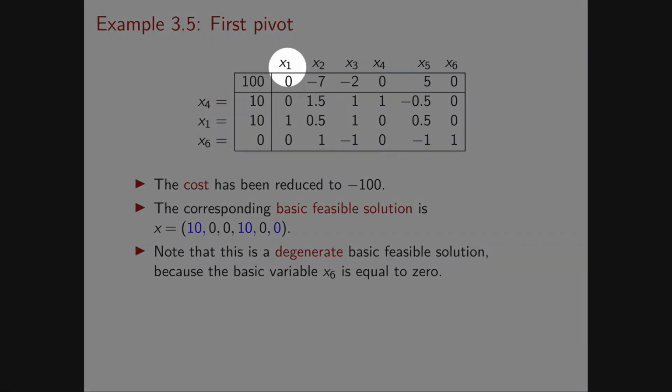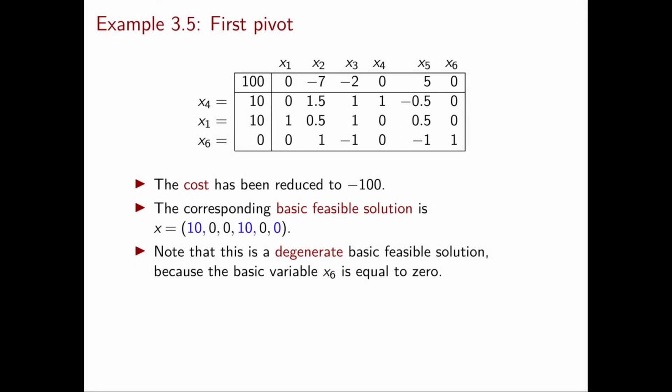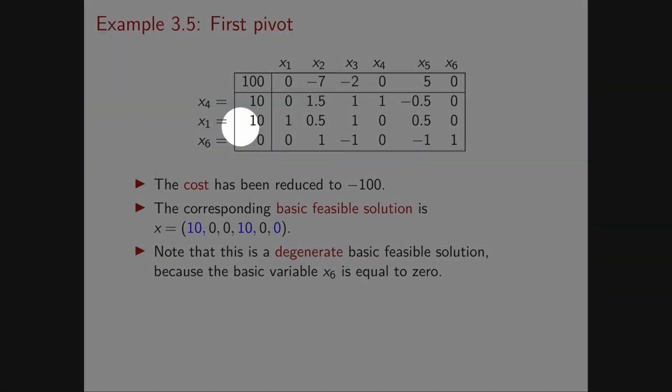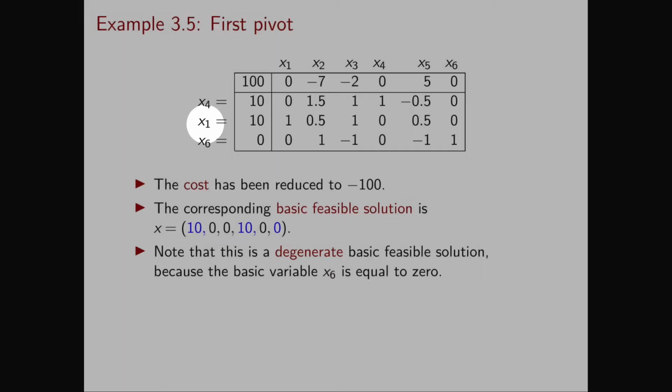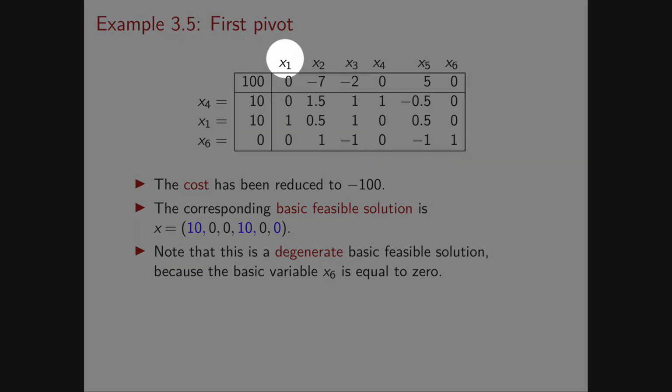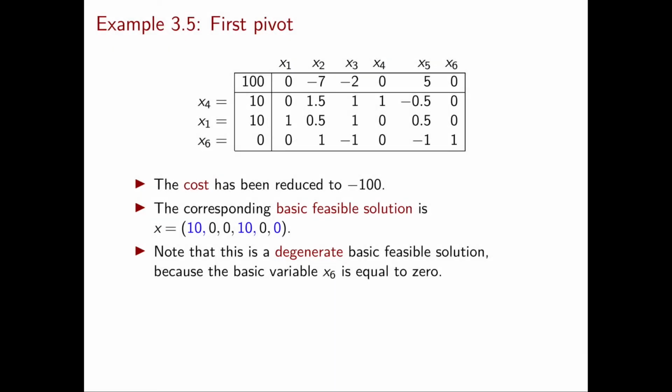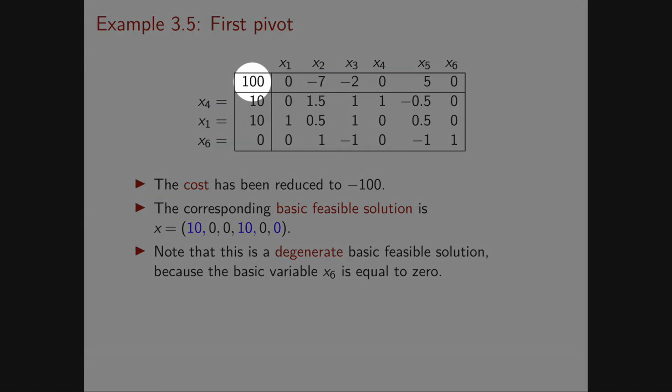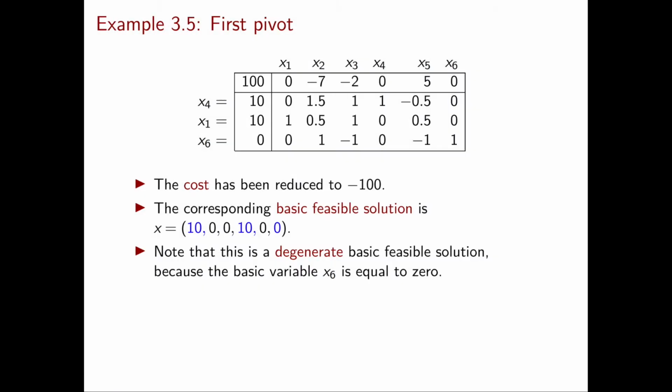Note that the first column has become 0, 0, 1, 0 as it should. An important thing to notice is that now I have x1 here instead of x5. This is because now the second basic variable is x1. Accordingly, the column corresponding to x1 is the second unit vector. What else can we see from this tableau? Well, the cost is now minus 100. So we went from a cost of 0 to minus 100. Hence, the new solution is indeed better than the previous one, as it should be.